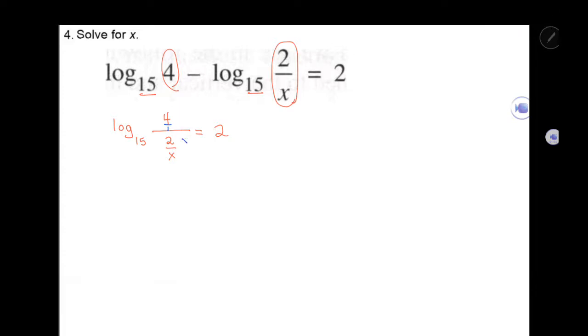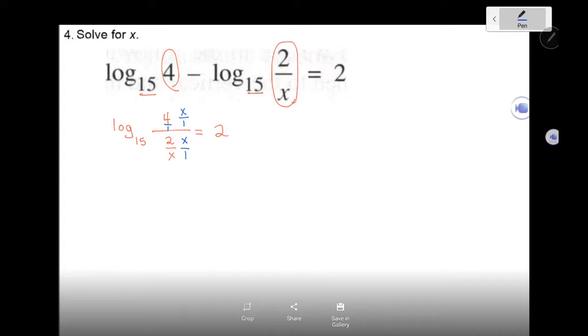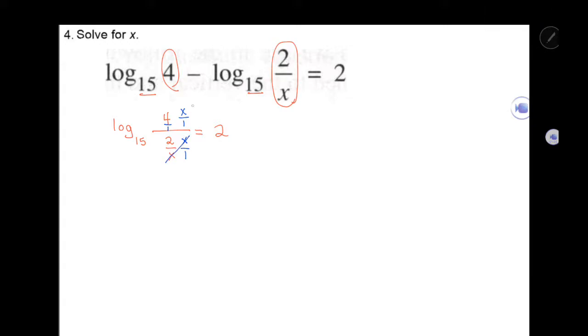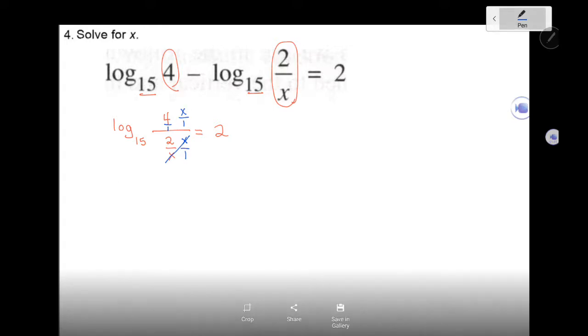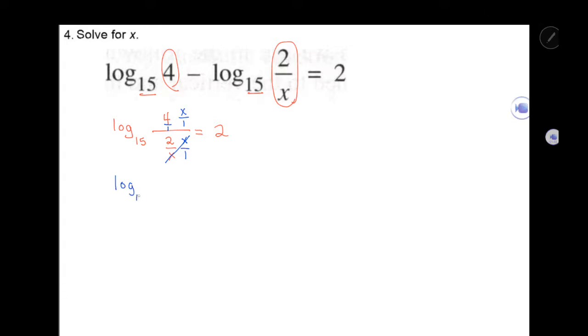And I would say, in this case, it's x over 1 on the bottom and x over 1 on the top. I'm multiplying by the least common denominator between the 1 and the x, and it's x. So the x's will cancel. And I'm going to be able to rewrite this as log base 15 of 4x on top. And since the x's cancel on the bottom, it's just a 2. And I don't have a complex fraction anymore, which is really great.